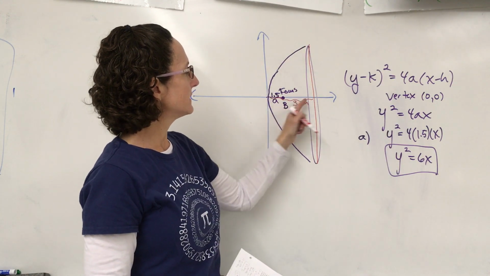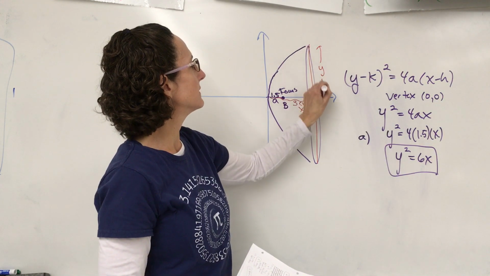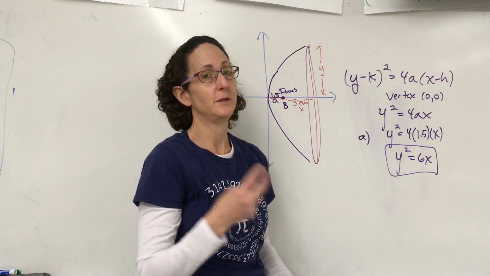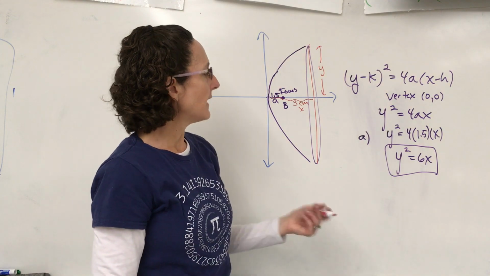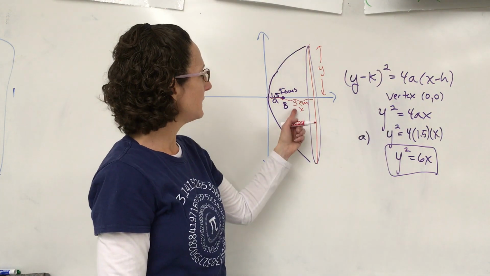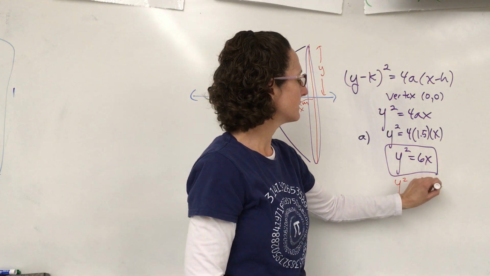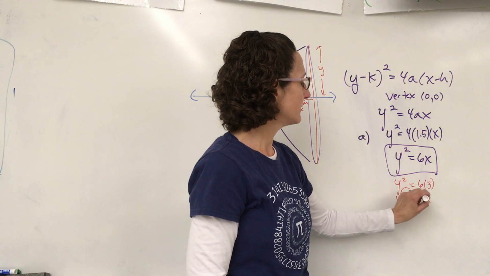So in math, this distance is called x, and this would be y from here to here. So this total thing from top to bottom would of course be 2y, okay? All right, so if you have an equation and you know x, you can always find y. So I know that x is 3, so y squared equals 6 times 3. So y squared equals 18, square root that.